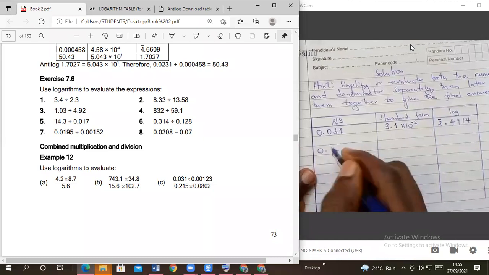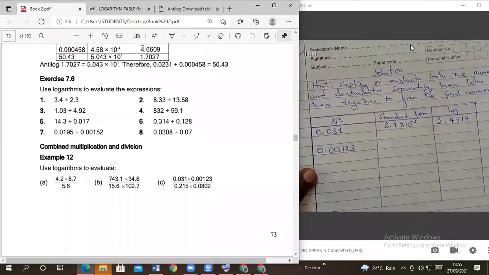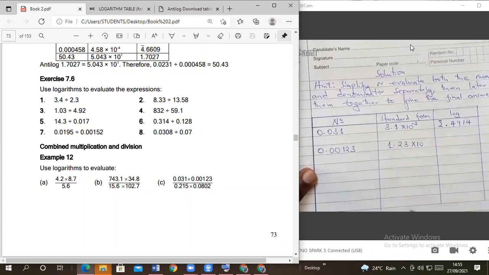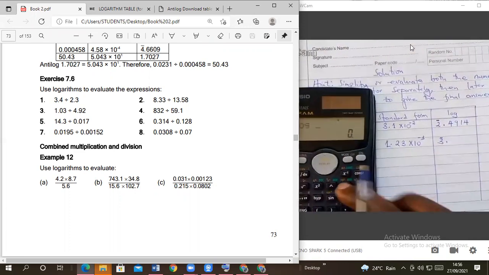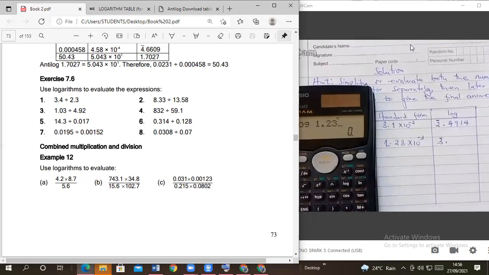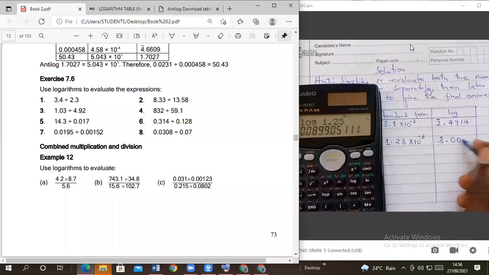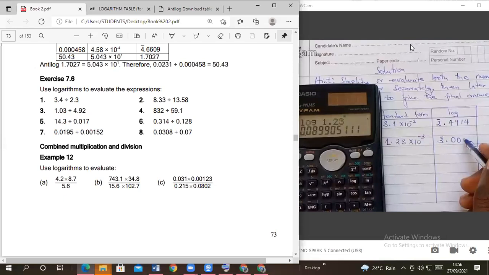0.00123. What is that one? In standard form it is going to be 1.23 times 10 to the power negative 3. So which means it becomes 3 bar point. We get the log. What is the log of 1.23? You get 0 point 0, 8, 9. Members, when you round off that, it becomes 9.